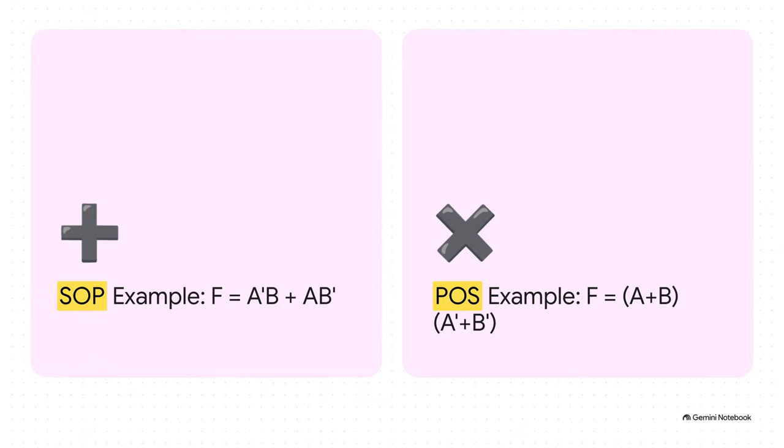Let's look at them side by side, because the visual difference is striking. On the SOP side, the mixed terms really stand out. You've got these independent little clusters of multiplied variables, like A0, B, that are simply added together. But on the POS side, it uses grouped sum terms inside parentheses, like A plus B, multiplying against each other. Structurally, they look completely different, right? But as you'll soon see, they are literally two sides of the exact same coin.